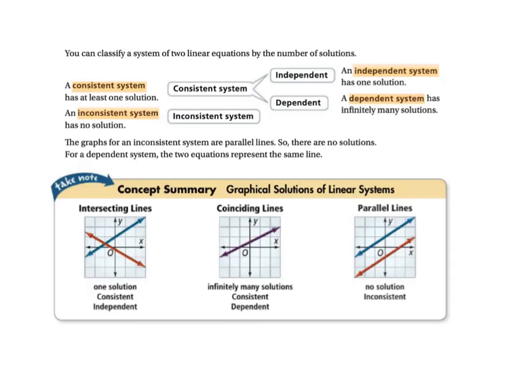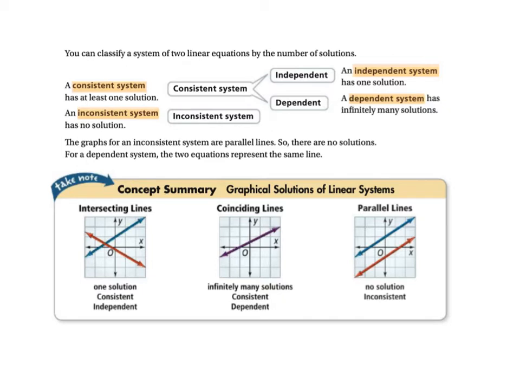Now, unfortunately, not all systems of equations have solutions. We call a consistent system a system of equations that has at least one solution, and it might have one solution or more. And then an inconsistent system is a system of equations that has no solution. Now, if we look at our consistent systems, there's two different types, an independent and a dependent system. An independent system has one solution. A dependent system has infinitely many solutions.